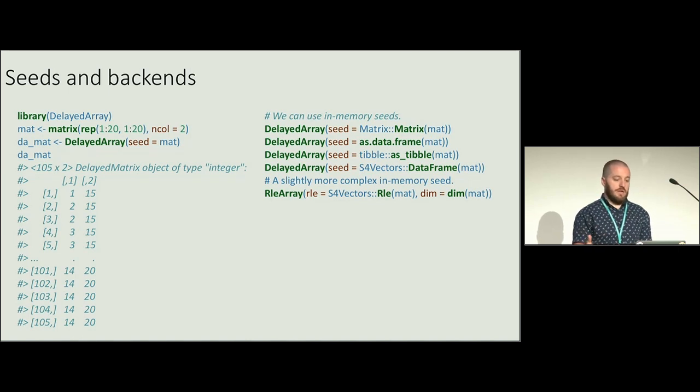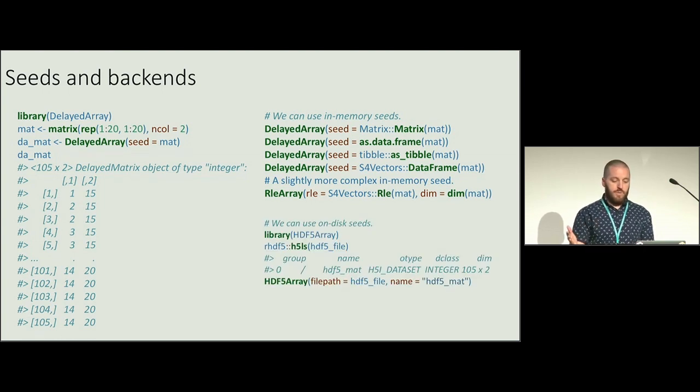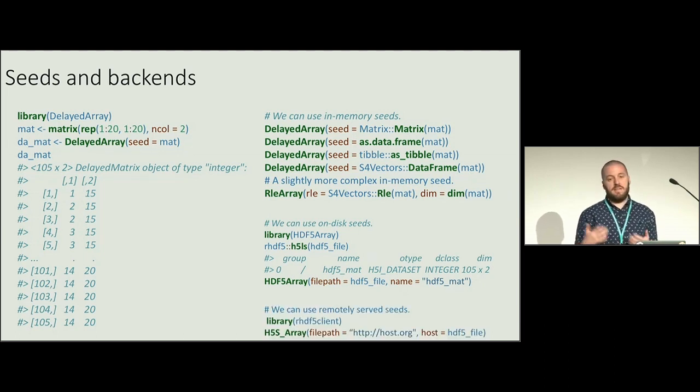But we're not limited to ordinary arrays. Like I said, we could use a matrix, we could use a data frame, a tibble. We could use a slightly more complex object, which is a run-length encoded data structure, which actually works very well for the toy example I've given here and is quite useful for, say, coverage data in genomics. We can use an HDF5 file. That's implemented in the HDF5 array package. And we can have these remotely served ones that I described, which in this case is implemented in the RHDF5 client package, all available from Bioconductor.